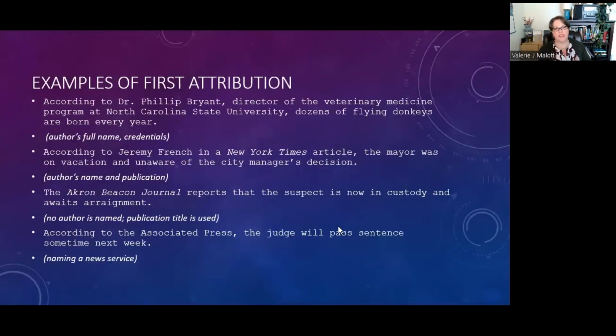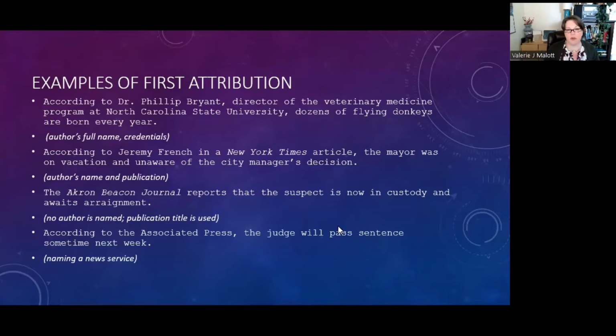So here I have some examples of first attribution. According to Dr. Philip Bryant, director of the veterinary medicine program at North Carolina State University, dozens of flying donkeys are born every year. So here we have the author's full name, Dr. Philip Bryant, plus we also have their credentials, director of veterinary medicine program at North Carolina State University.